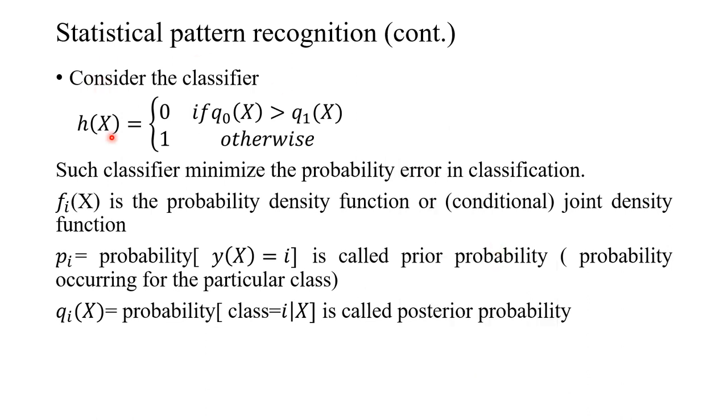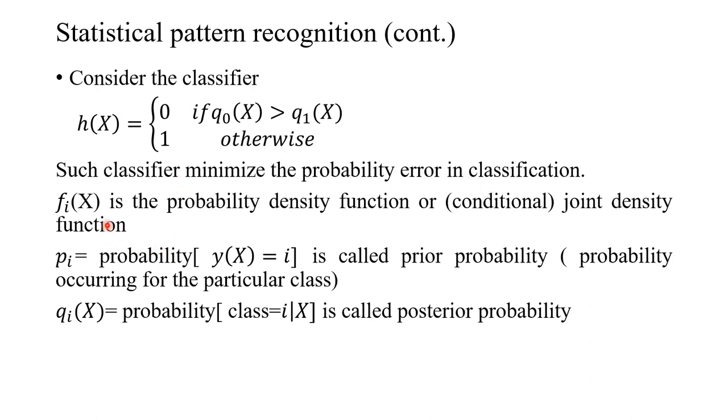So we consider the classifier h of x is equal to 0 if q0 of x is greater than q1 of x, which means if q0 is higher, the output class is 0. If q1 probability is higher, it belongs to output class 1. Such a classifier minimizes the probability of error in the classification.